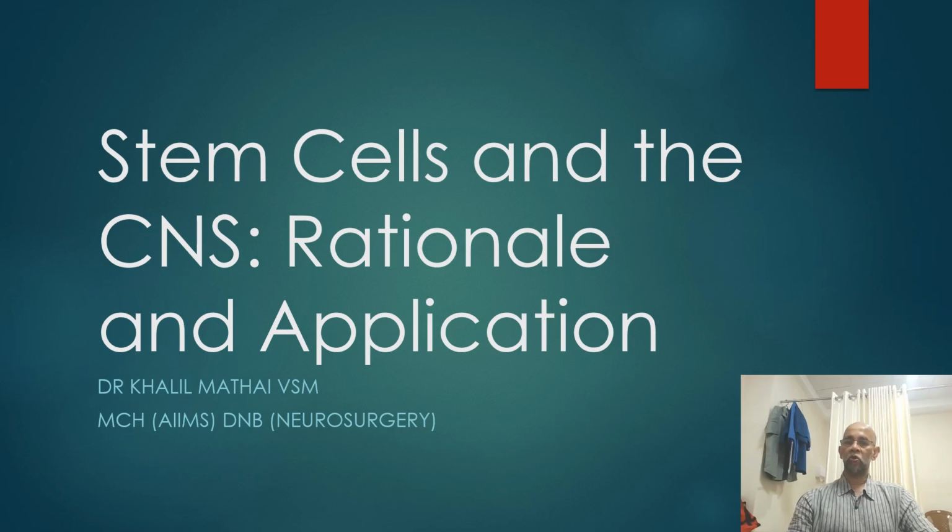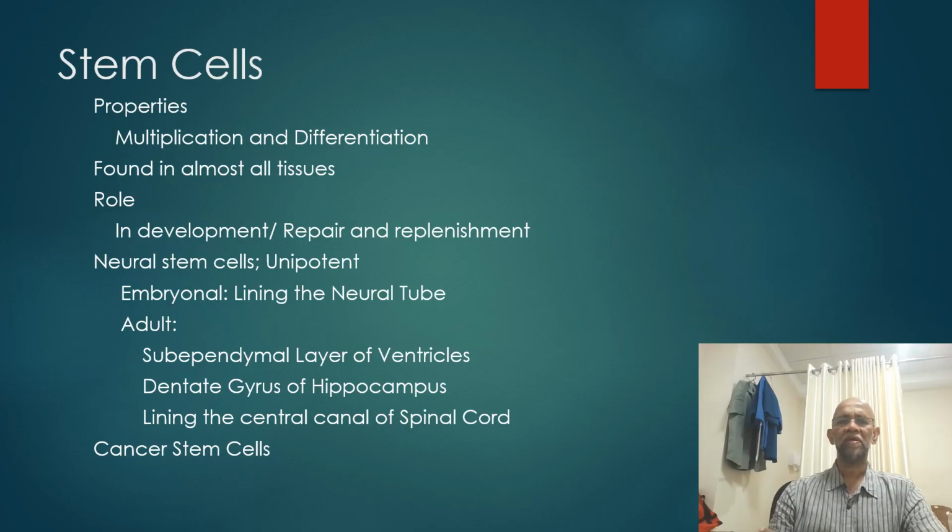Today, we'll talk about the role, rationale, and application of stem cells in the central nervous system. Stem cells are capable of multiplication, almost indefinite multiplication, and they are capable of differentiation. They are found in almost all tissues. They have two major roles. One is a role in development of organs and tissues, and the second is in repair and replenishment of tissue.